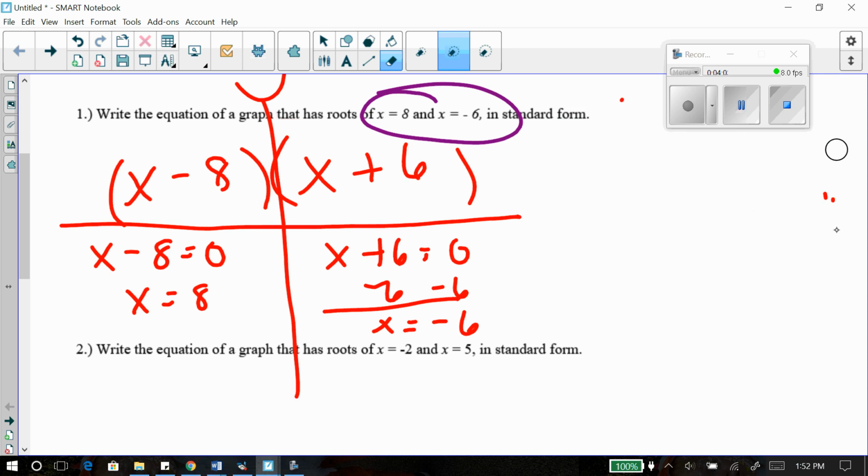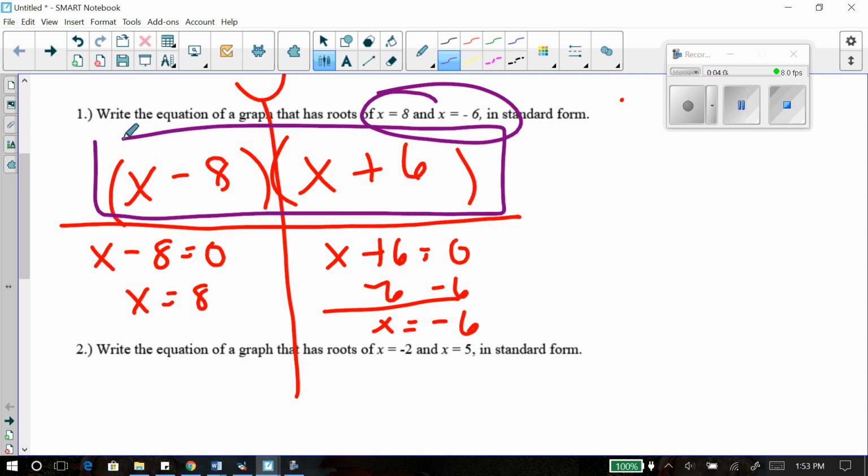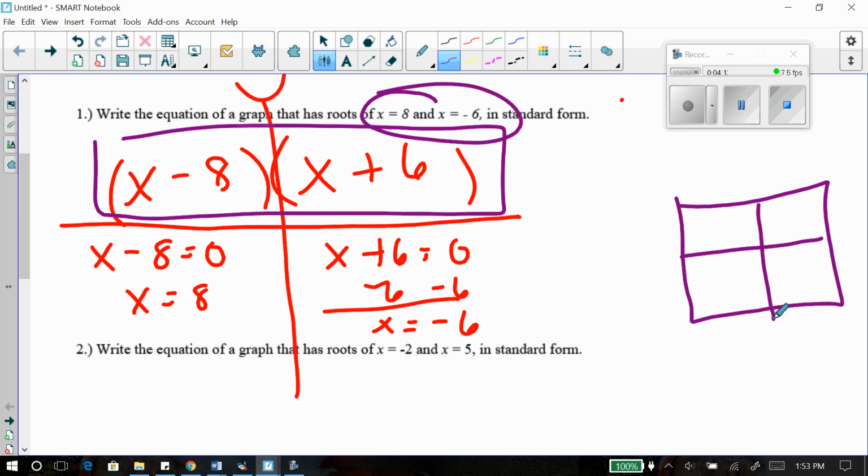So we're going backwards. So if these are our parentheses, all I want you to do now is to box it out so that we get a quadratic. Because in standard form, we want something squared, then the x term, then the number. So we do our box, x minus 8 and x plus 6.